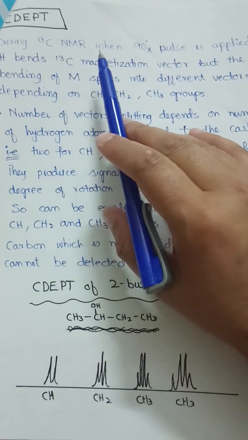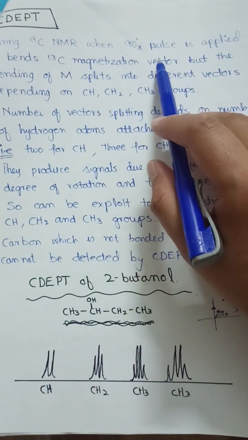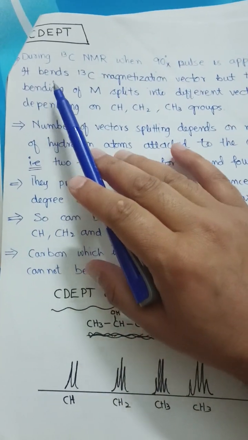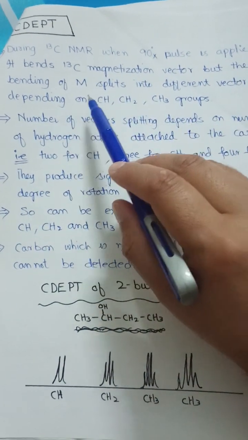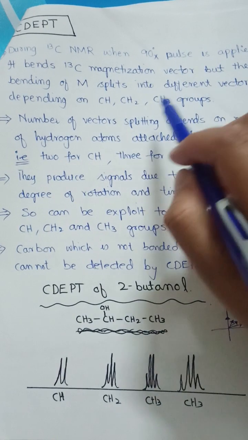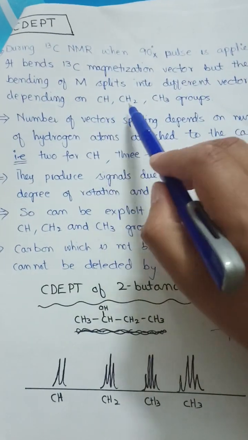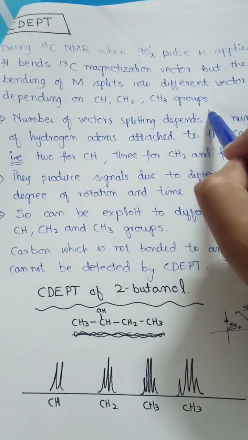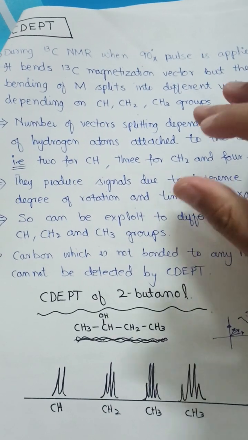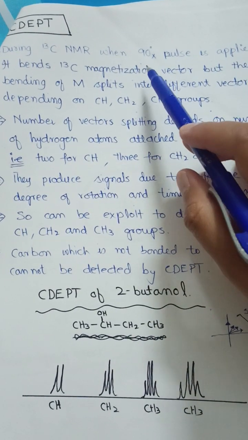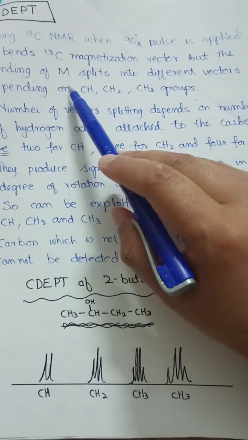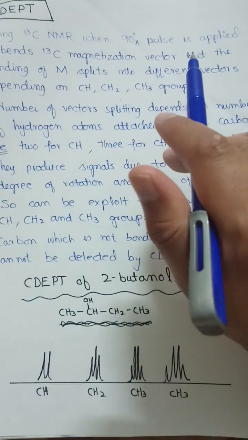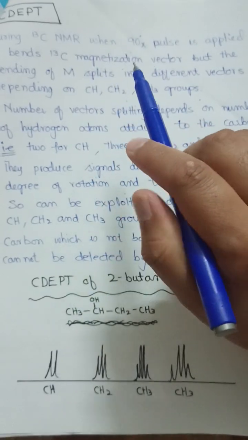So during C13-NMR, when a 90-degree X pulse is applied, it bends the carbon-13 magnetization vector, but the bending of M splits into different vectors depending on CH, CH2 and CH3 groups. We discussed that enhancement occurs, but when a 90-degree X pulse is applied, the magnetization vector of the carbon will split during bending or during spin flipping.